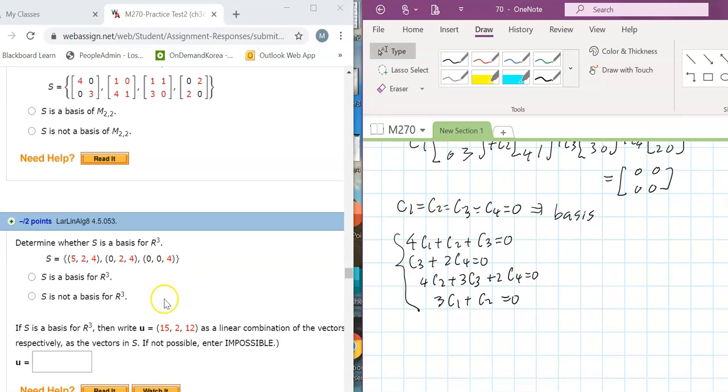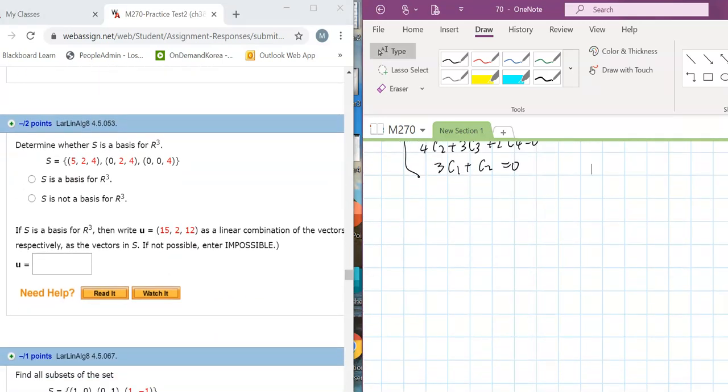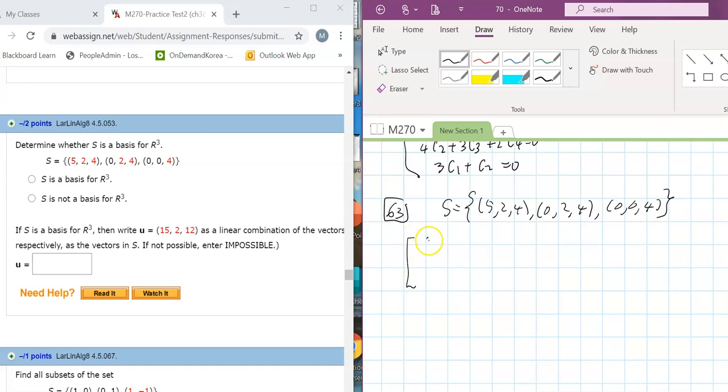Now, 63, well, might as well do that. 63 is S is 524, 024, 004. They ask, is it a basis? Okay, so I mean, this we have no choice. 524, 024, 004.